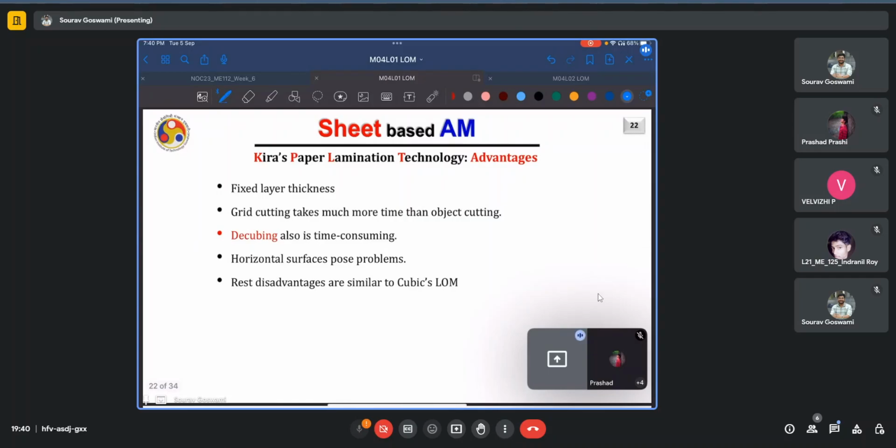So these are some of the disadvantages. The slide says advantages, but yeah, these are some of the disadvantages. Among them, the fixed layer thickness, which prevents us from utilizing the adaptive slicing techniques and saving some time. Again, grid cutting is far more time consuming than the actual contour cutting.